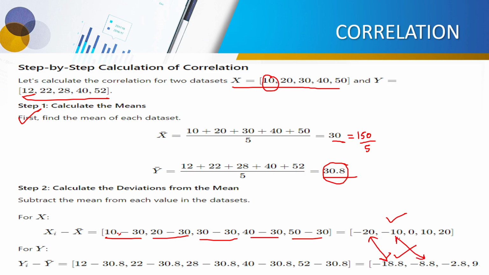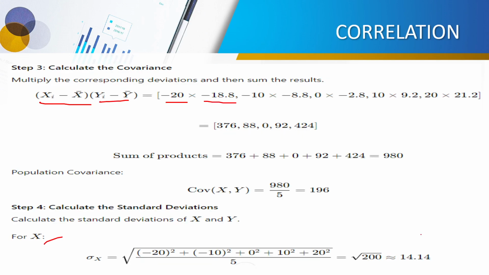Second is multiply with the second value. Third is multiply with the third value. Fourth is multiply with the fourth. So again you will be having 5 values, and we are getting those 5 values here: 376, 88, 0, 92, 424. And what is next? We have to sum all the products. So that will give you the value 980.